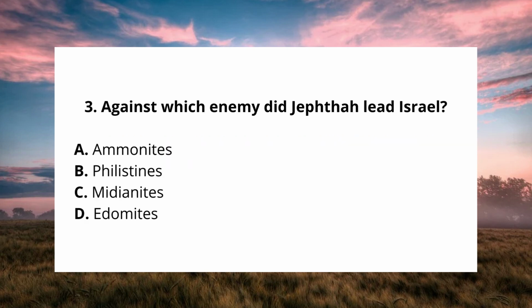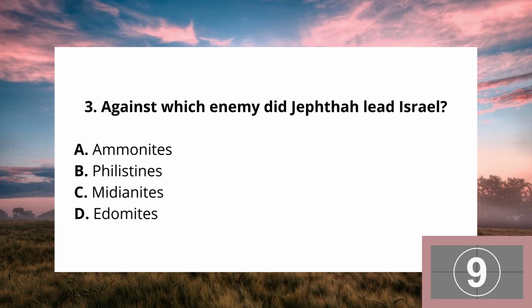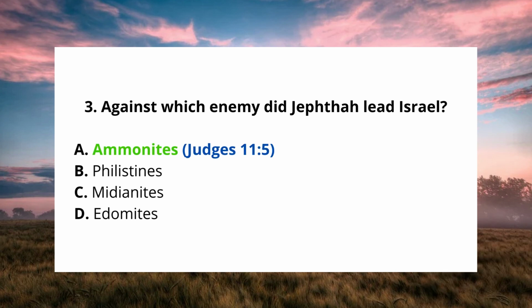Number 3. Against which enemy did Jephthah lead Israel? A. Ammonites. B. Philistines. C. Midianites. D. Edomites. You have 10 seconds. The answer is A. Ammonites, and you can find this in Judges chapter 11 verse 5.